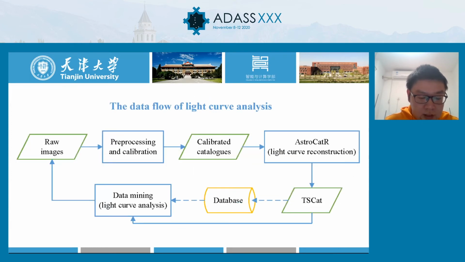This figure shows the data flow of light curve analysis. Start with raw images. Catalogues are extracted according to the calibration and processing. And then time series data are reconstructed through AstroCatR and exported through the TSCAT storage schema. Light curve analysis based on data mining can take advantage of the convenience of databases or directly use the time series data generated by TSCAT.